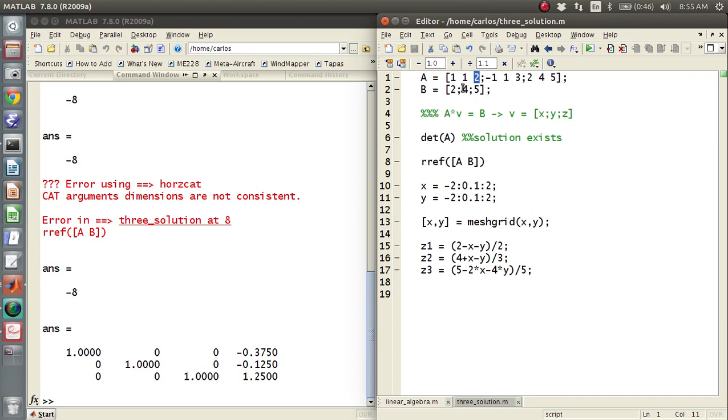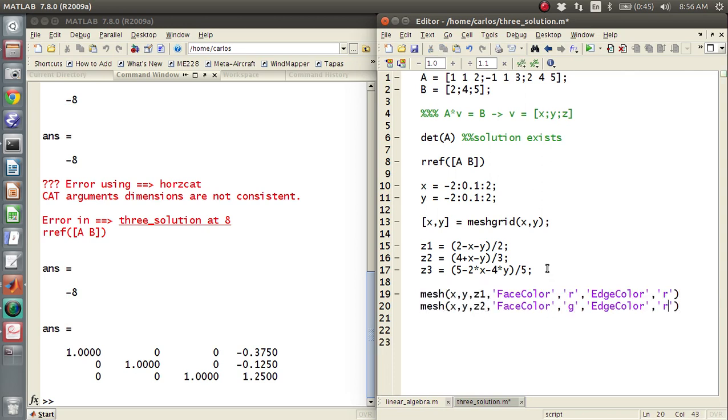And then the second row is 4, which is this guy, plus x, -1, minus y divided by 3. And then finally, 5 minus 2 times x minus 4 times y divided by 5. If you'd like, do it by hand so it sort of makes sense. And then now all we have to do is we just do mesh of x, y, z1, and I'm going to do something called face color, I'm going to do it in red, and then I'm going to do edge color also in red, and then I'm going to copy this, and I'm going to do Z2 in green, I'm going to do it again for Z3, and I'm going to do it in blue.